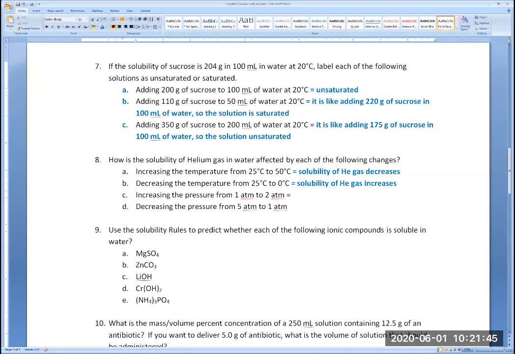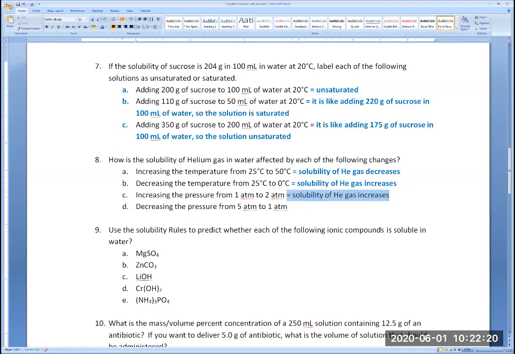So tell me what happens if you're increasing the pressure from 1 atmosphere to 2 atmospheres. What will happen to the solubility of helium gas? Yeah. Solubility of the gas increases when you increase the pressure of that gas above the liquid.